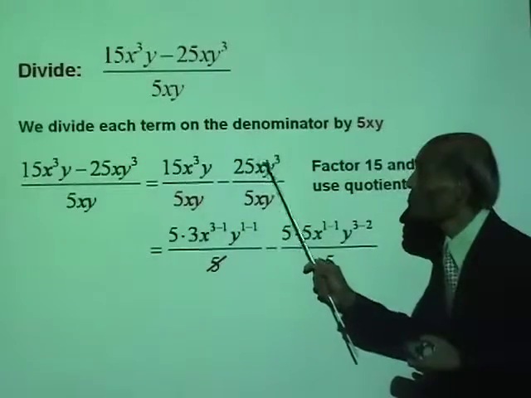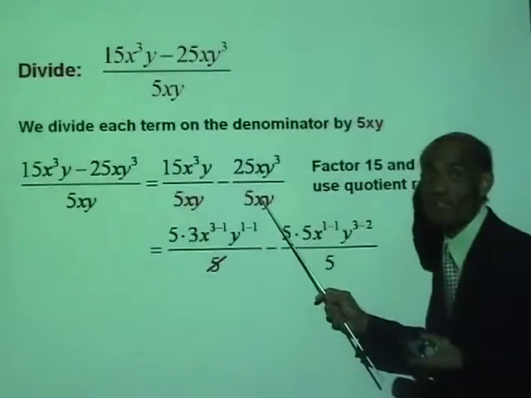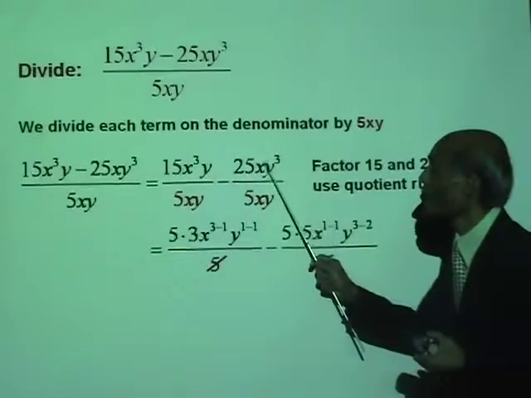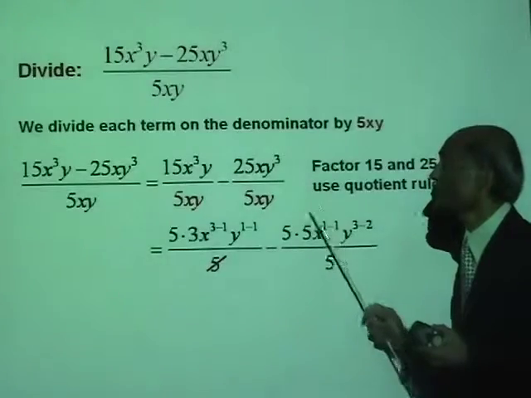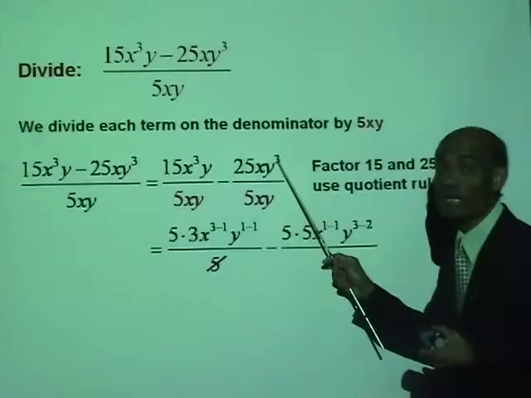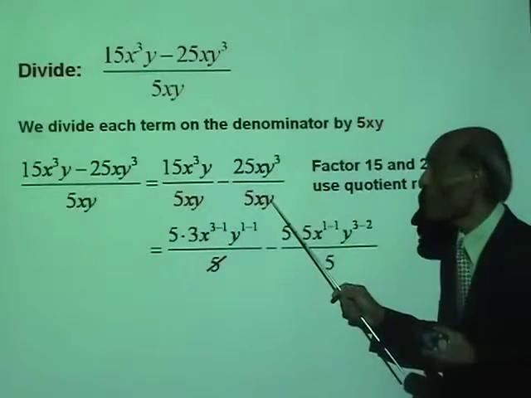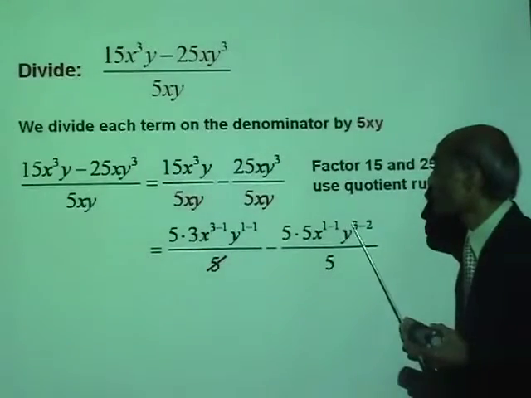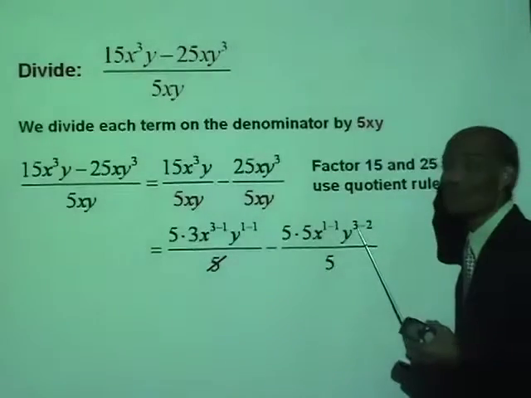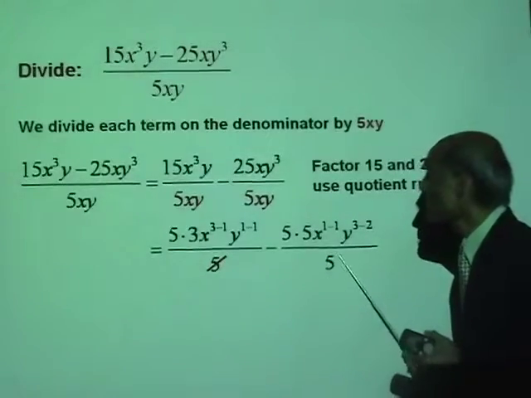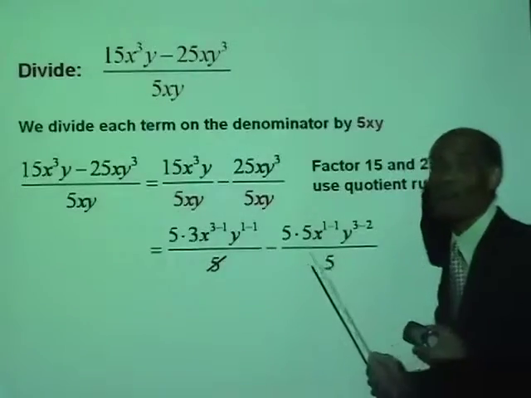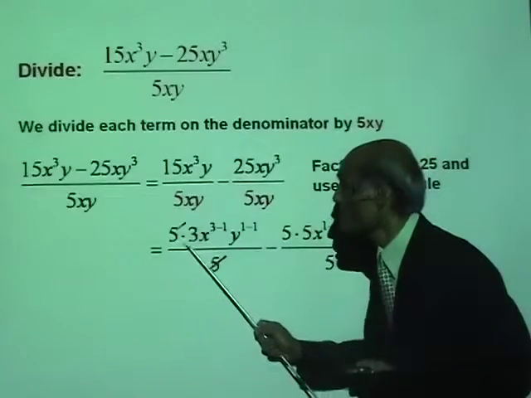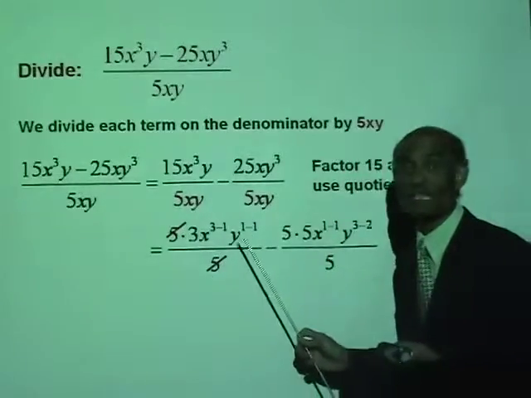And x on the numerator, x on the denominator. Using the quotient rule, it becomes x to the power of 1 minus 1. And y to the power of 3 on the numerator divided by y on the denominator is y to the power of 3 minus 2 on the numerator. That means on the denominator you simply have a 5. Let's now simplify. The 5 on the denominator goes with 5 on the numerator.